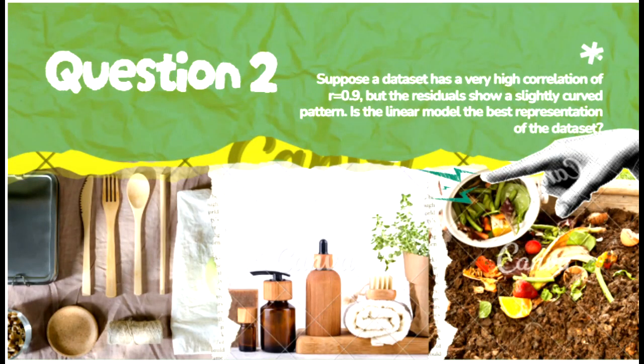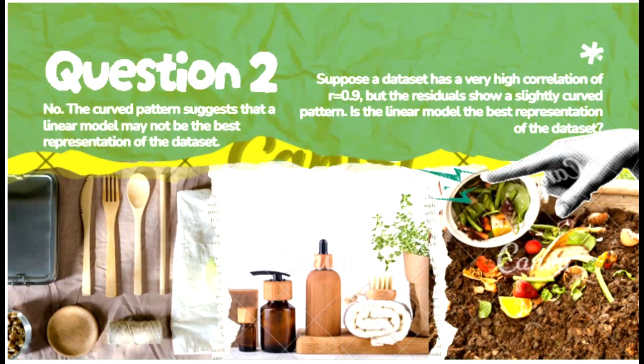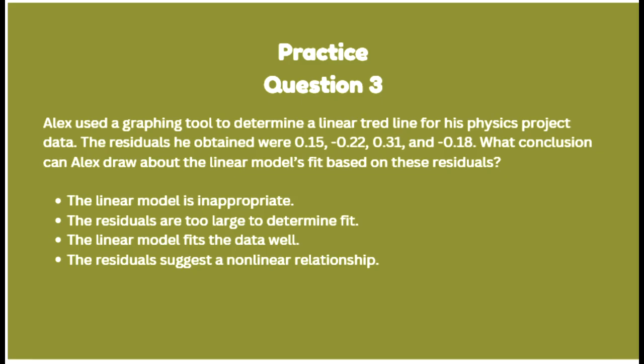Question number 2, suppose a data set has a very high correlation of R is equal to 0.9, but the residuals show a slightly curved pattern. Is the linear model the best representation of the data set? You'll have to think back to the last lesson to answer this. If the pattern is slightly curved, is it a good model? No, the curved pattern suggests that a linear model may not be the best representation of the data set. It has to be a straight line.